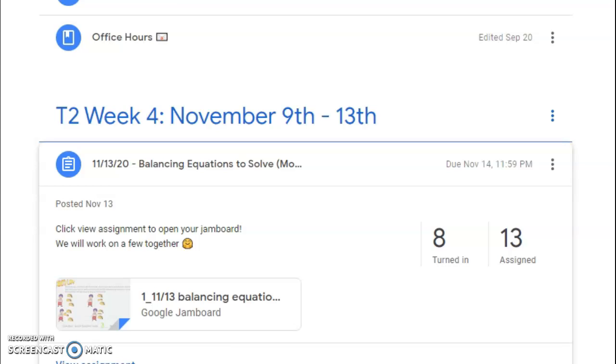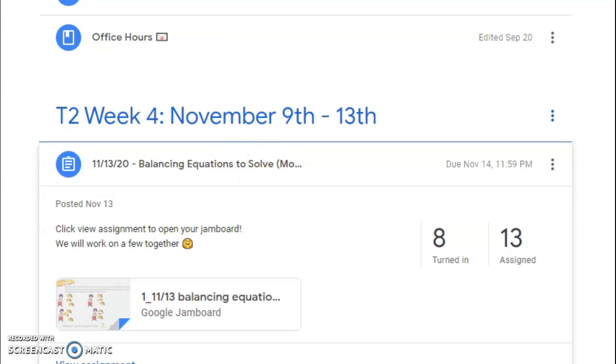Hi guys, if you missed class on Friday, November the 13th or Monday, November 16th, if you're an A day, you're going to T2 week 4, clicking on 1113, balancing equations to solve. If you are a B day, you're clicking on T2 week 5 and you're clicking on 1116.